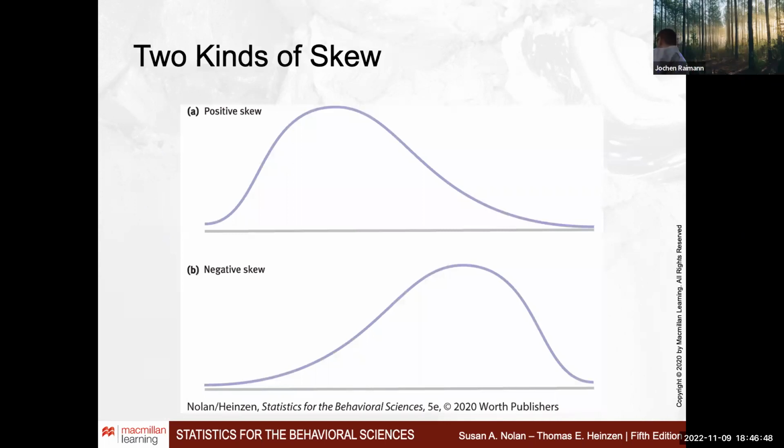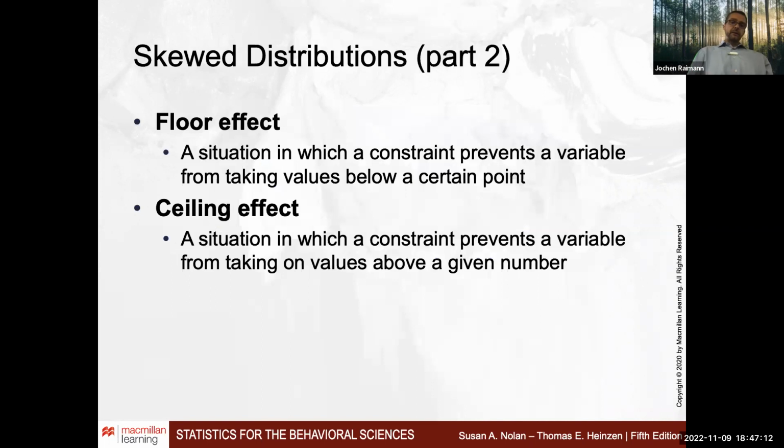So make sure you don't mix up that the direction in which the tail is pointing is what gives the direction of the skewness. So if you have a right skew, or positive skew, then the tail points towards the right, or you have a left skew, then the tail points towards the left. That's a negative skew.